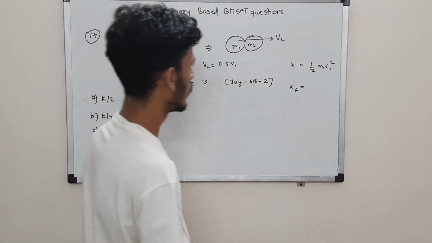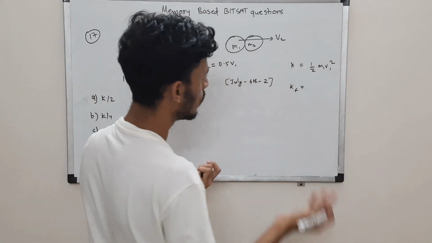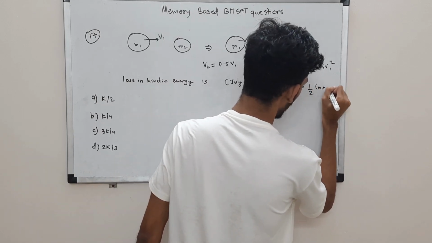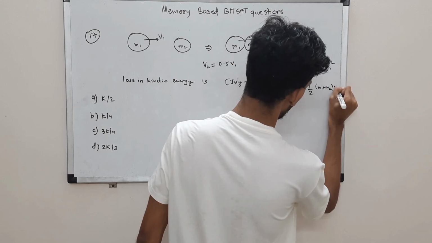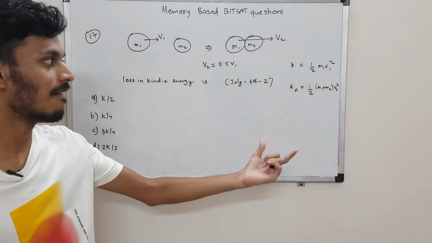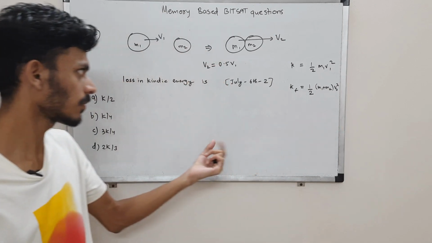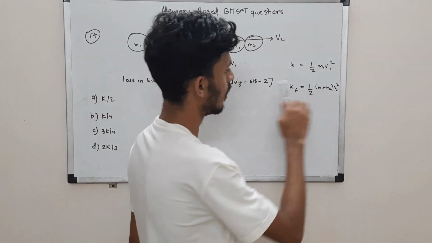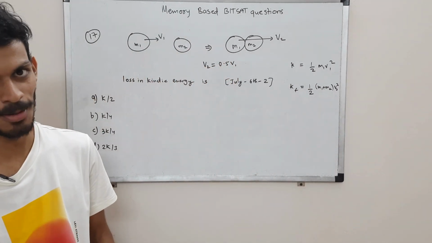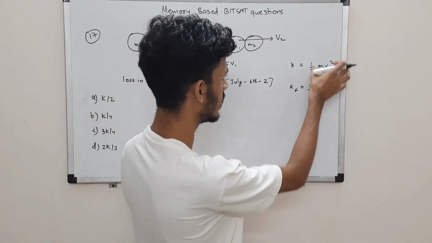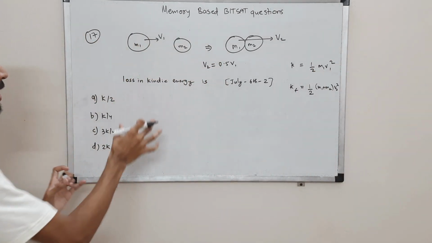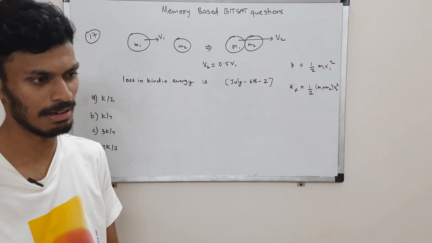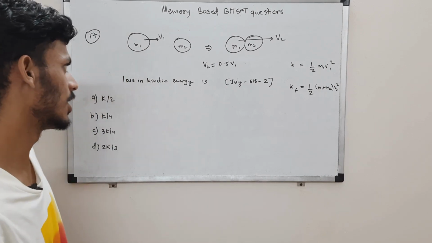Now after collision, these two start moving together, so it's half (m1 plus m2) v2 square. These two masses move together with a velocity v2. This is the final kinetic energy. So there will be some loss. First of all, we find a relationship between m1 and m2, so that we can express this kinetic energy in terms of that, then subtract. The loss will be initial kinetic energy minus final kinetic energy.